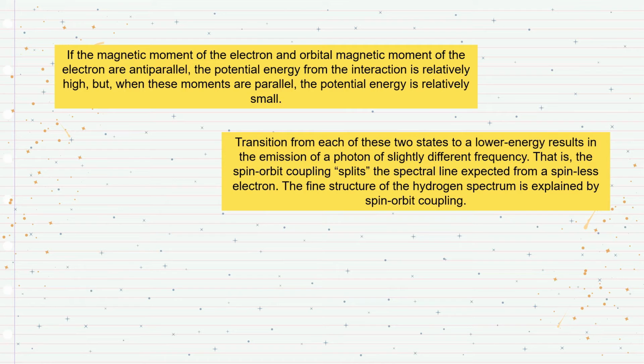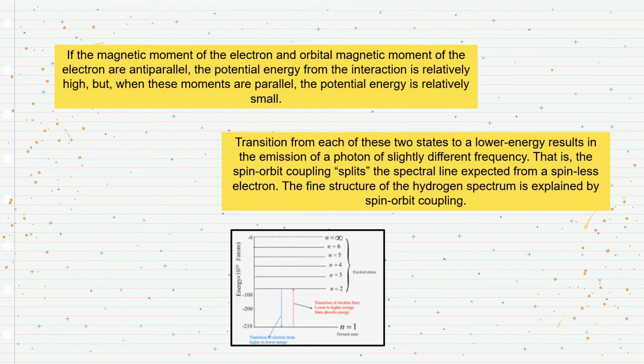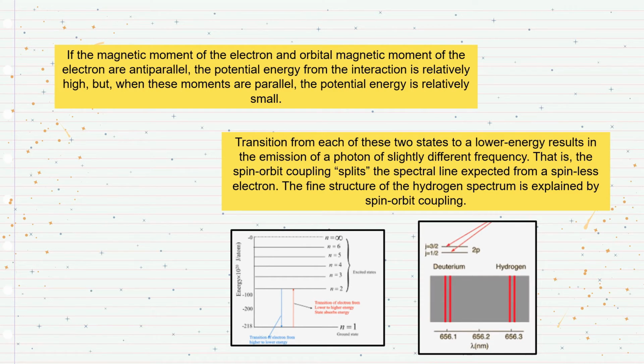Transition from each of these two states to a lower energy results in the emission of a photon of slightly different frequency. That is, the spin-orbit coupling splits the spectral line expected from a spinless electron. The fine structure of the hydrogen spectrum is explained by spin-orbit coupling.